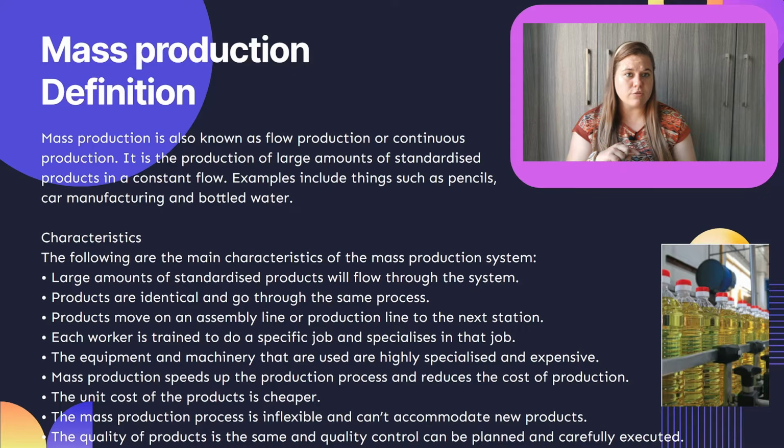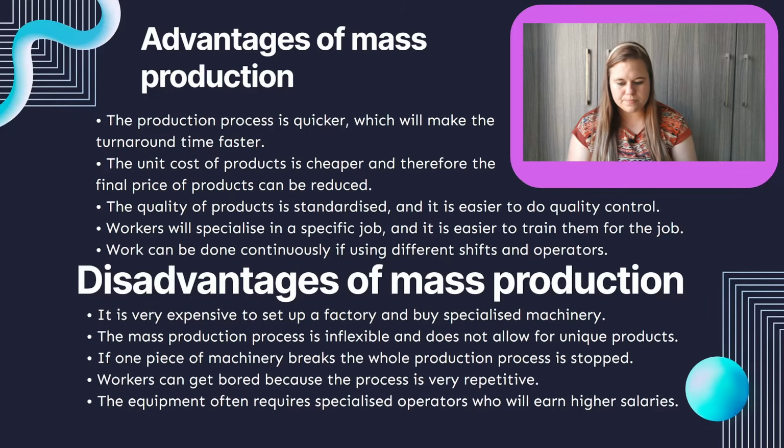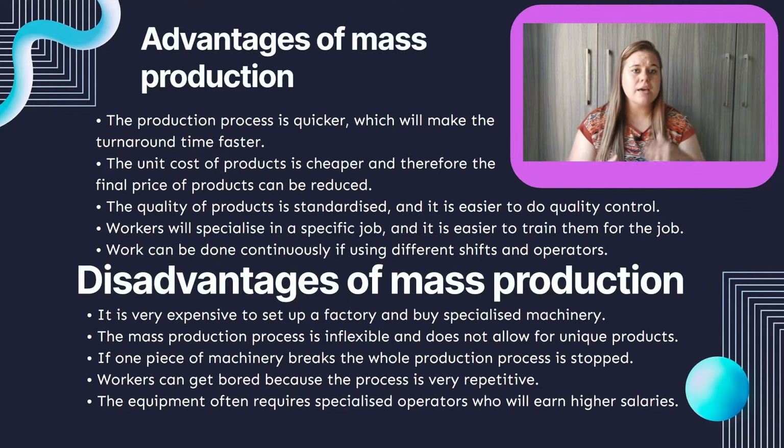So another example there on the right with the picture is also we can look at bottling of oil. So now we're looking at the advantages and the disadvantages of mass production. The advantages include the production process is quicker, which will make the turnaround time faster. The unit cost of products is cheaper and therefore the final price of the products can be reduced.